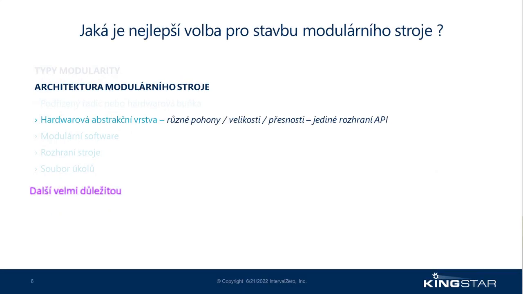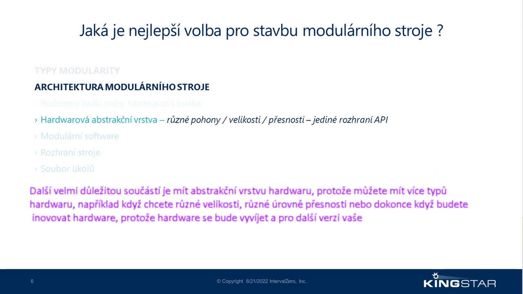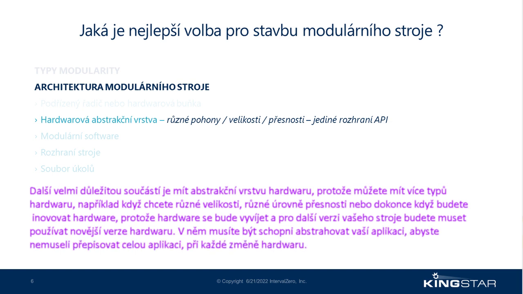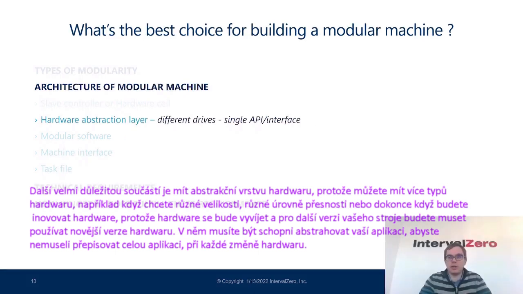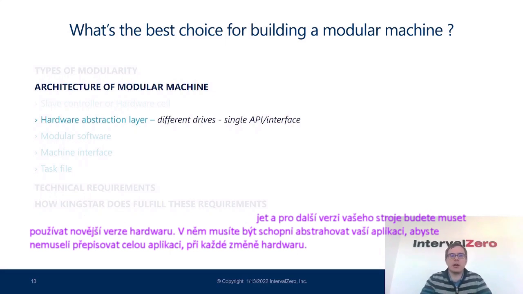The next very important component is to have a hardware abstraction layer. This is because you will have multiple types of hardware, for example, when you want different size, different precision levels, or even when you will renew hardware, because hardware will evolve, and for the next version of your machine, you will need to use newer versions of the hardware in it. You need to be able to abstract this from your application to avoid having to rewrite the complete application every time a hardware changes.